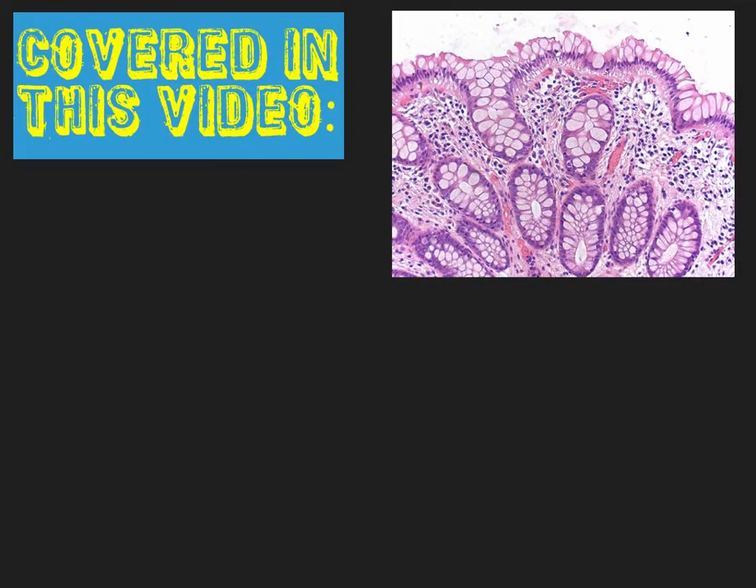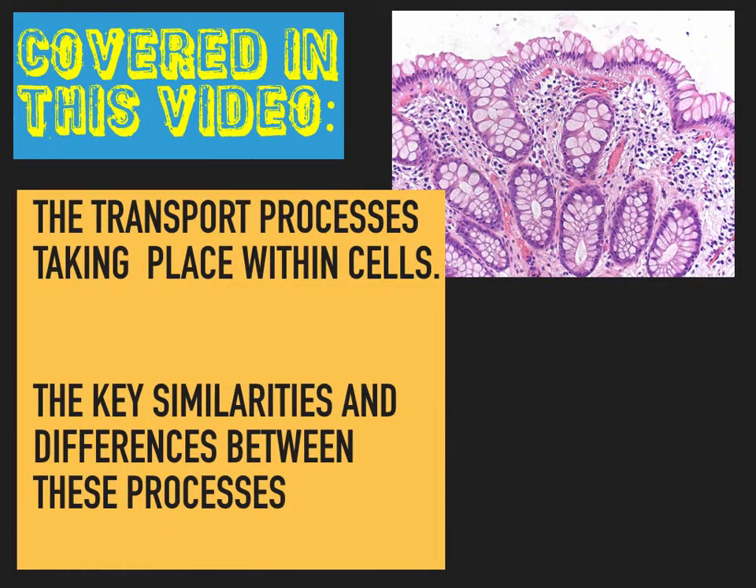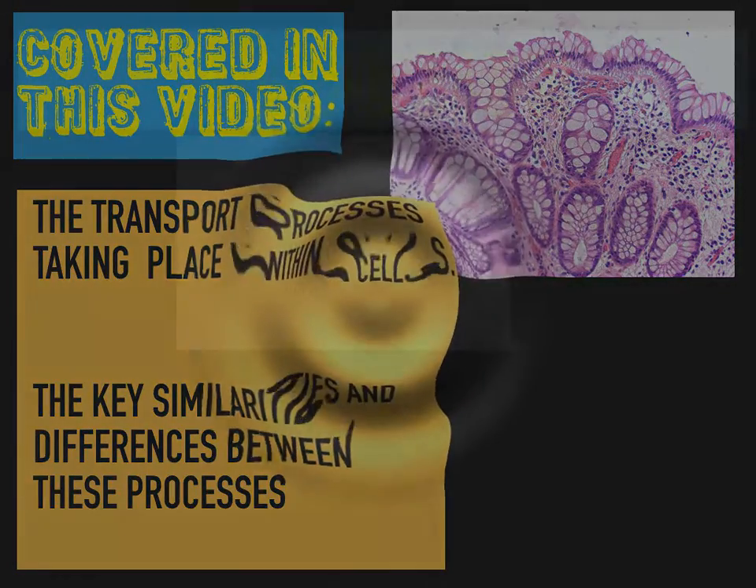The things we're going to be looking at today are the different transport processes which take place within cells, and also looking at the key similarities and differences between some of these processes. The first process we're going to look at is diffusion.